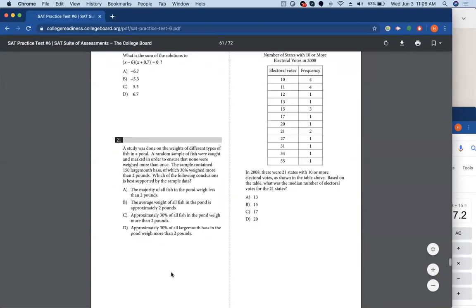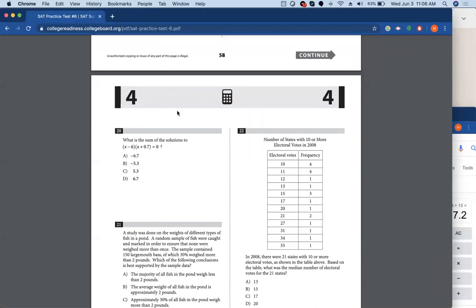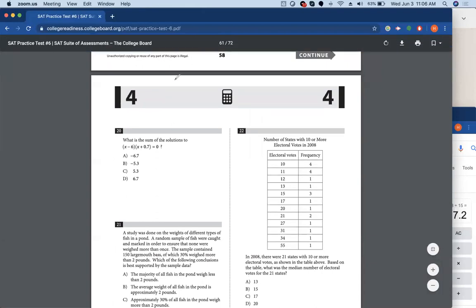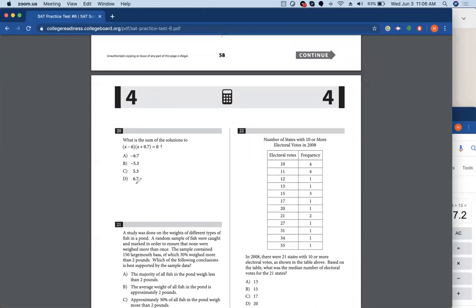So now we're on the last question. What is the sum of those solutions? That's an interesting, like, level step down. So we have x equals 6, x equals negative 0.7. Yeah, adding those together gives you the answer of C.